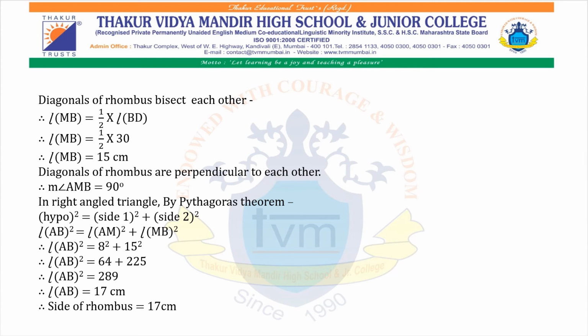Length MB is equal to half into length BD because diagonals of a rhombus bisect each other. Therefore, length MB is equal to half into 30. So, length MB is equal to 15 centimeters. Diagonals of a rhombus are perpendicular to each other. Therefore, measure of angle AMB is equal to 90 degrees. In the right angle triangle, by Pythagoras theorem, hypotenuse square is equal to side 1 square plus side 2 square. Therefore, AB square is equal to AM square plus MB square.